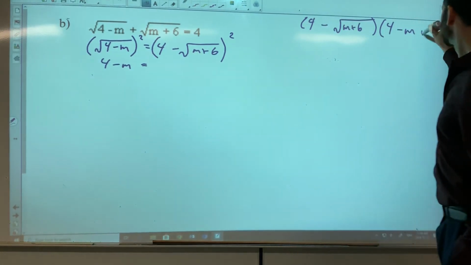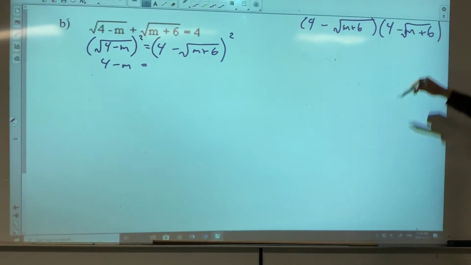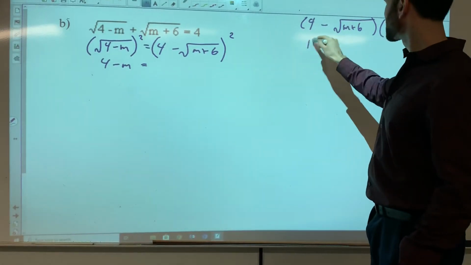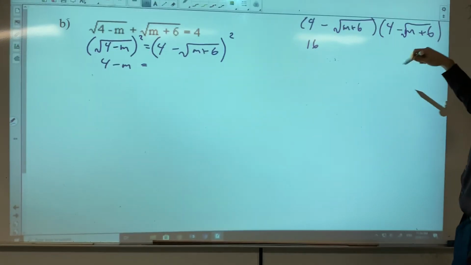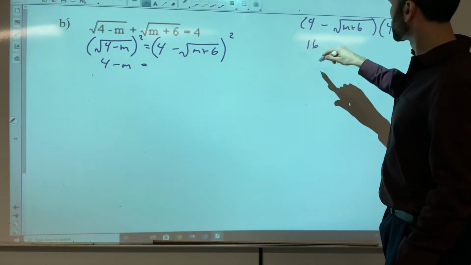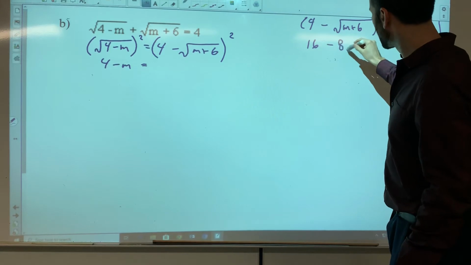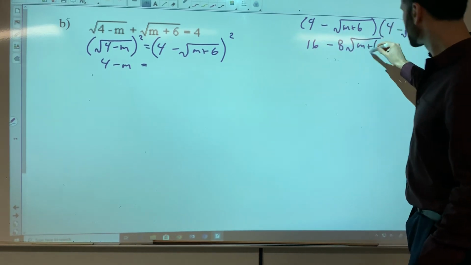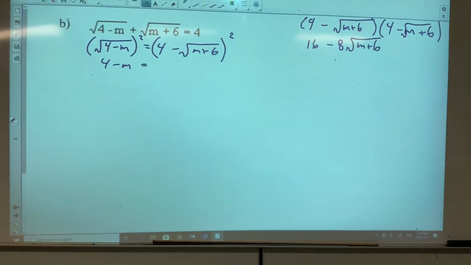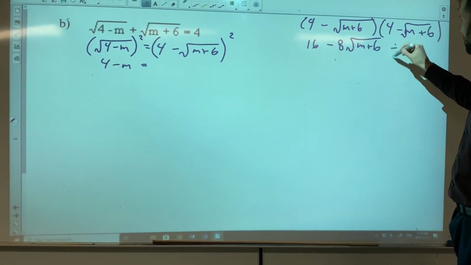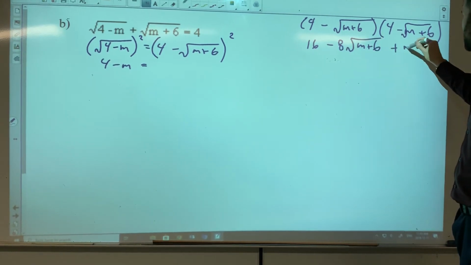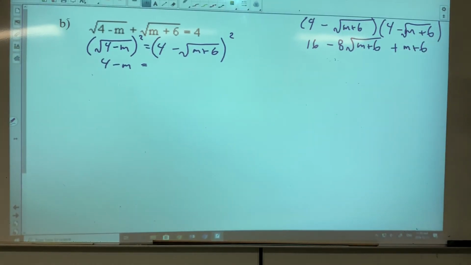Oh gosh, this is gonna be horrible. So let's see, we'll get 4 times 4 is 16, and then we're gonna get a negative 4 square root of that, and then another negative 4 square root of that, so we're gonna get negative 8 square root of m plus 6, right? They're like terms, so I just added the coefficients together. And then you got a negative square root times a negative square root that are the same, so you're gonna get plus the radicand. Brutal.